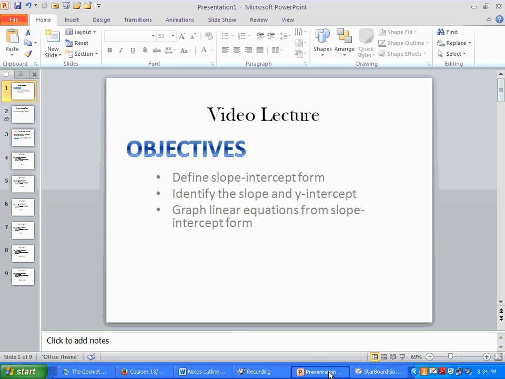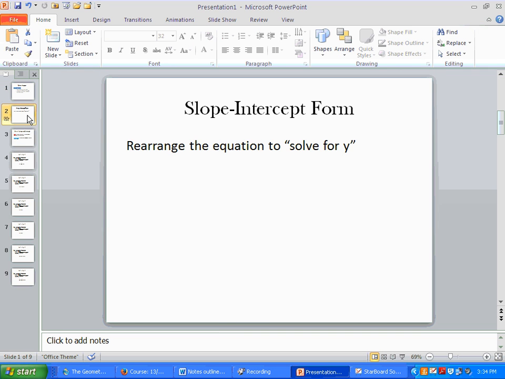Okay, so let's talk about what slope-intercept form looks like. Slope-intercept form of a linear equation is an equation that has been rearranged in order to solve for y. Another way to say this would be we would like to rearrange the equation so that the variable y is the only thing all by itself on one side of the balance beam.